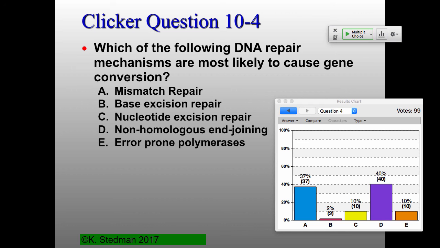So, half and half between mismatch repair and non-homologous end joining. Non-homologous end joining can cause mutations, but it's not causing gene conversion. The gene conversion is going from one allele to a different allele, as opposed to just causing that particular kind of mutation. So the correct answer here is A. And we could talk about transposons, but no thanks.